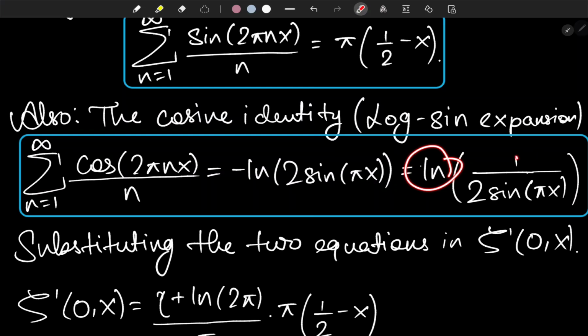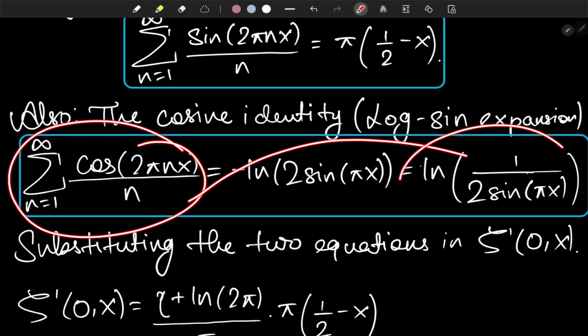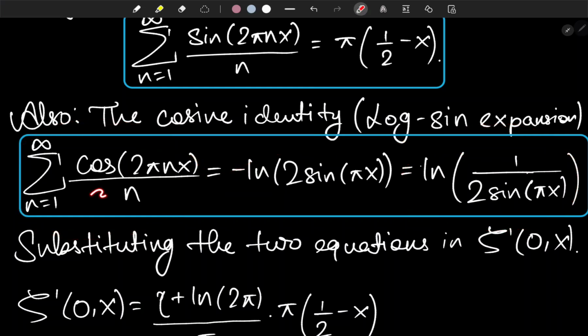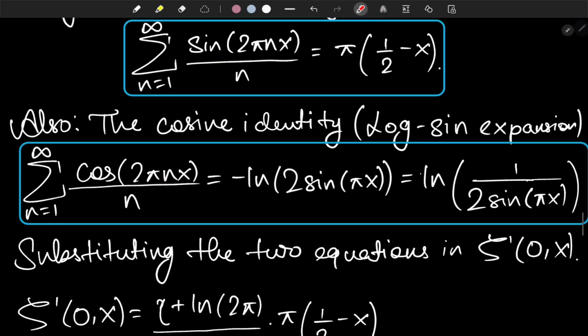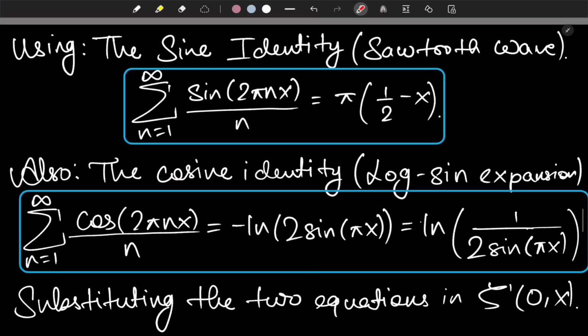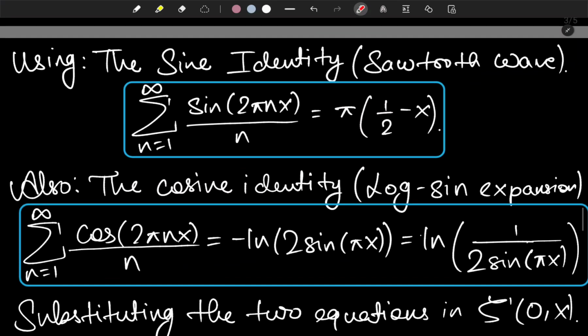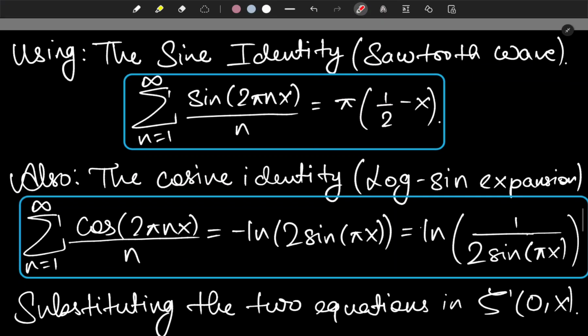It's the natural logarithm of 1 over 2 sine pi x, and this is the value for this part, which is coming out to be that. So we have talked about the proof of these two identities, this one and this one, so you can consider watching those two videos. And the functional equation is amazing, interesting, I would say.